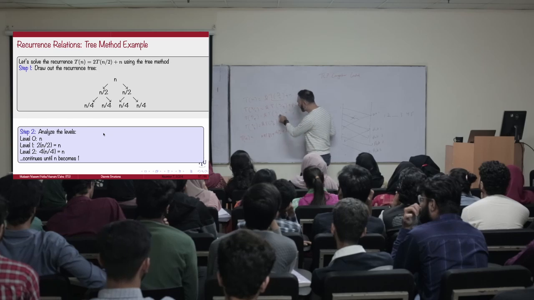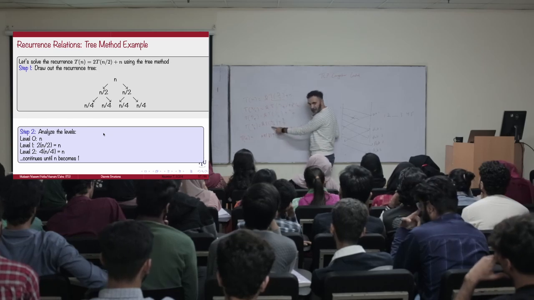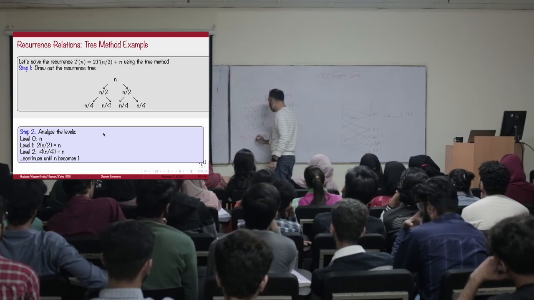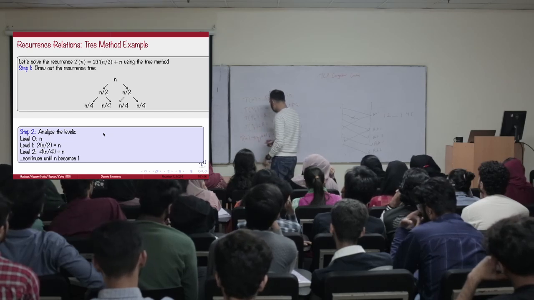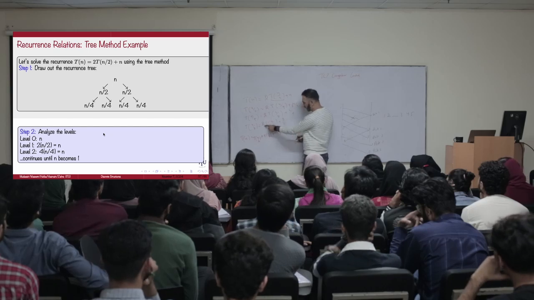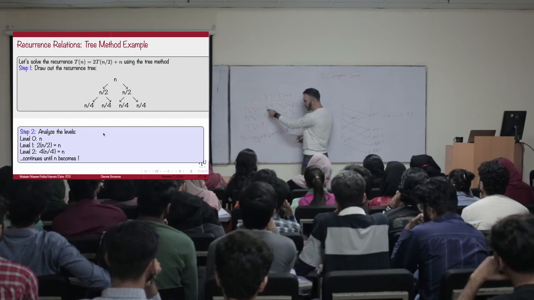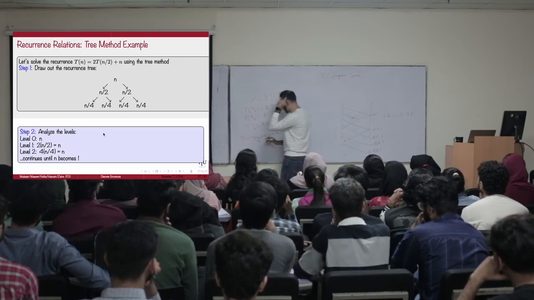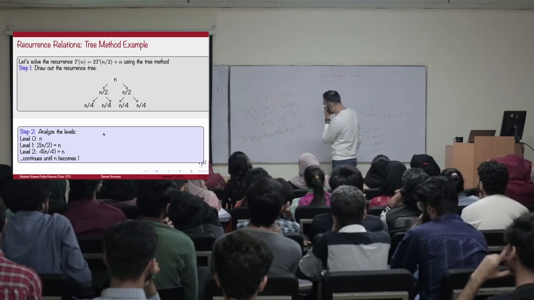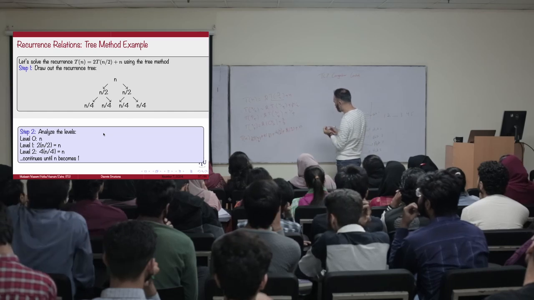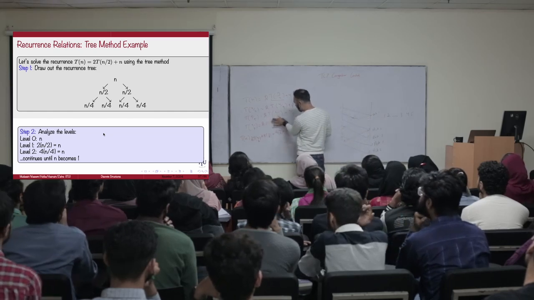Plus, now all these terms cancel. You would have T of n over 16, but how many T of n over 16s? 2 times 2, 4, times 2, which is 8, times 2 makes 16. Just make sure it gets 16.